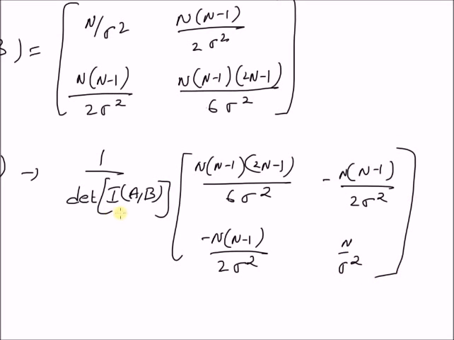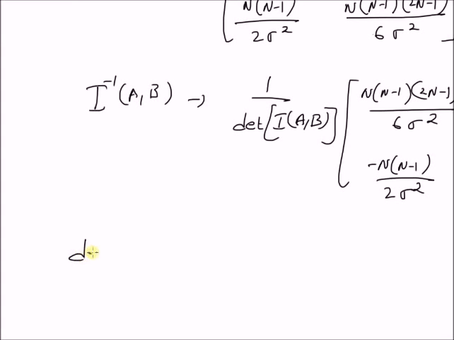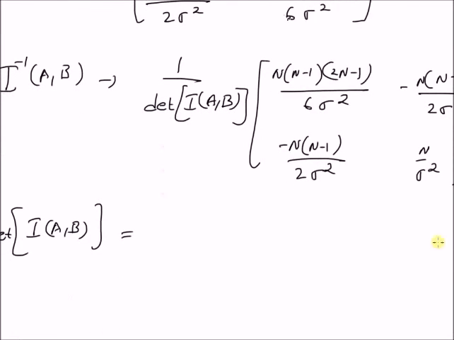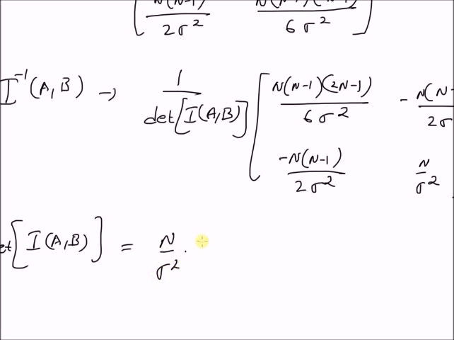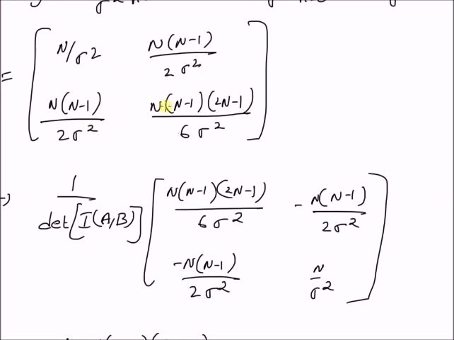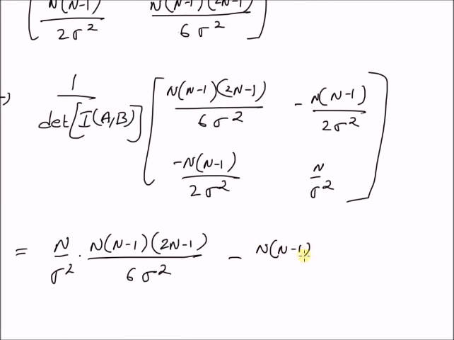Now we need to evaluate the determinant of the Fisher information matrix. This determinant of I of theta, that is I of (a, b), is equal to the difference between the product of the elements in the diagonal and the product of the elements in the off diagonal. That is, we have n by sigma square multiplied by n into (n minus 1) into (2n minus 1) by 6 sigma square, minus the product of these two terms, which is n into (n minus 1) whole square divided by the square of 2 sigma square, which is 4 times sigma power 4.